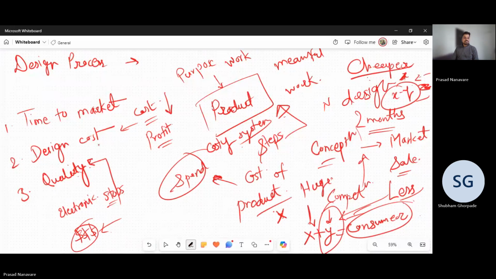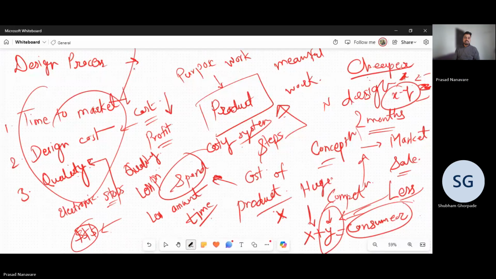So basically we have to deliver a quality product in less price and in less amount of time. This is our goal here. Less amount of time, less spending, and a quality product. These are our goals basically in embedded design, as a design engineer.